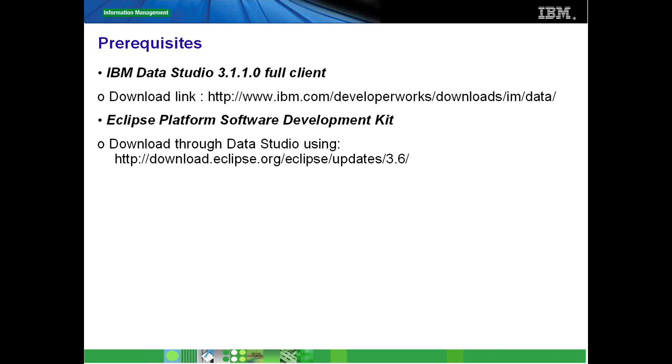DCW is, as of today, a plugin, like I said. So you need to have IBM Data Studio version 3.1.0 full client version, and you can download that from the link which is shown in the chart. You also need Eclipse Platform SDK, which you can download through, again, Data Studio by going to the update site. And once you have done that, you will obviously have DCW as a plugin which you can download.